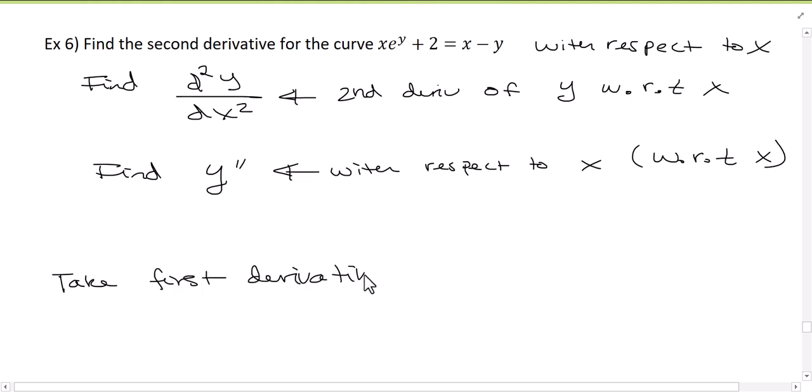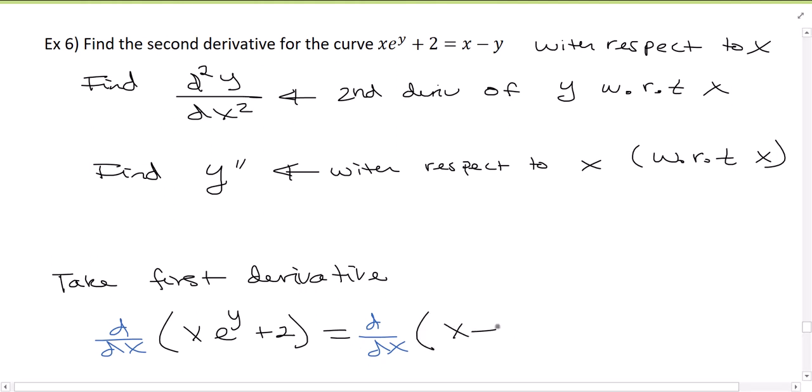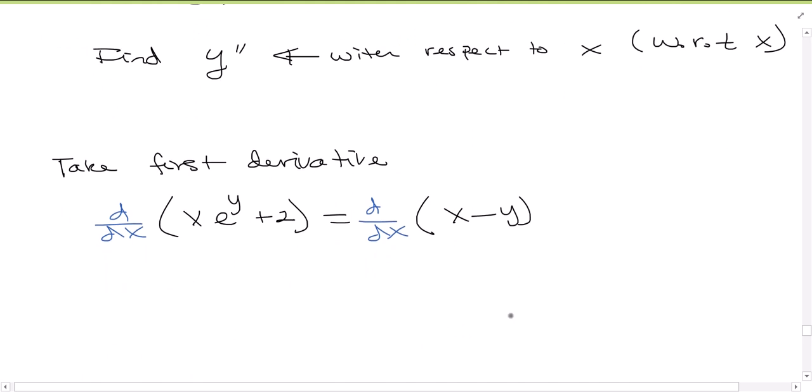So meaning I'm going to take the first derivative of both sides with respect to x. So I'm going to have d/dx of the left side, which is x e^y + 2, equals, and then I'm also going to take the derivative with respect to x of the right side, x - y. So here, notice that is x times e^y. There's an invisible times there, so that means we need the product rule.